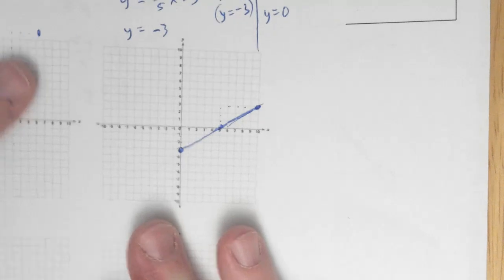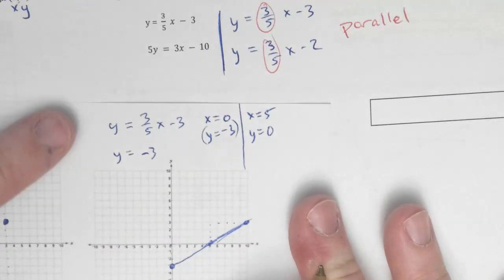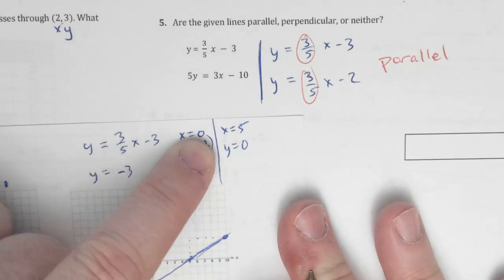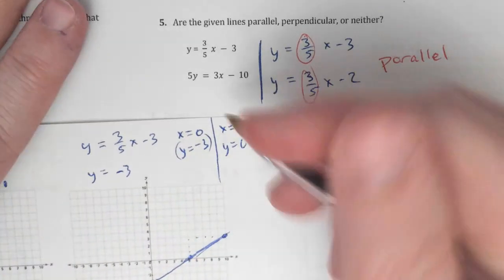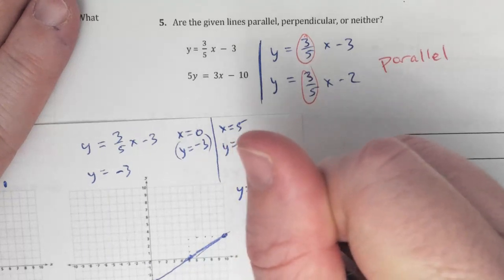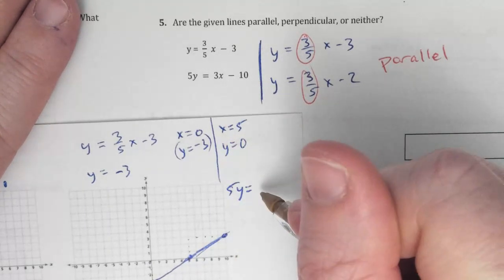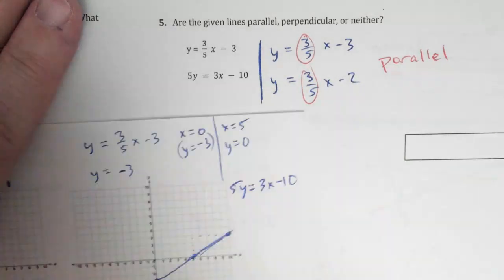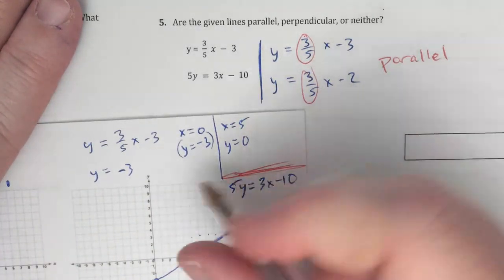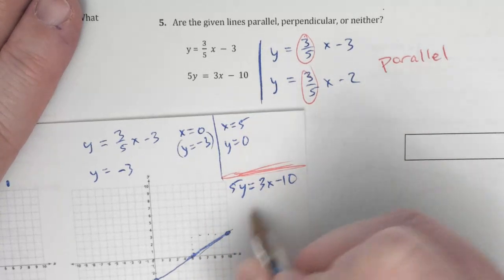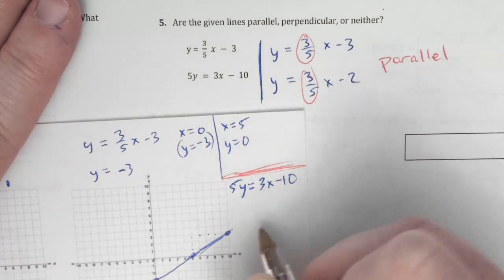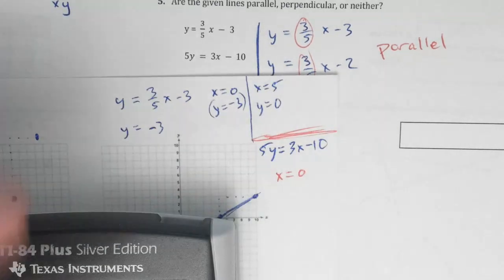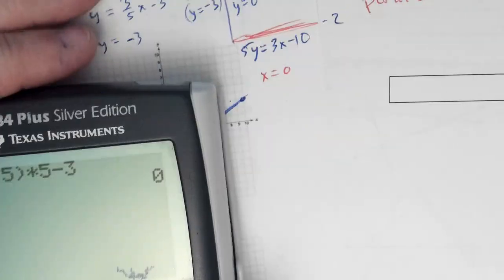So on the other line right here, just plug in those same points, 0 and 5. Let's see what we get. All right, so if we have 5y equals 3x minus 10, I'll make this red this time. We're just going to plug in some random points. Let's try 0, a pretty easy number. If I plug in 0 into this, what would y equal?